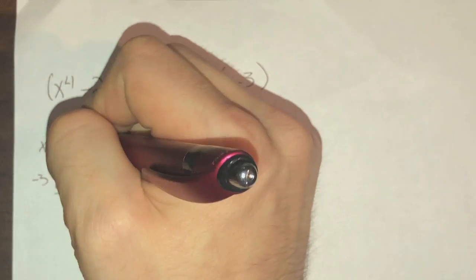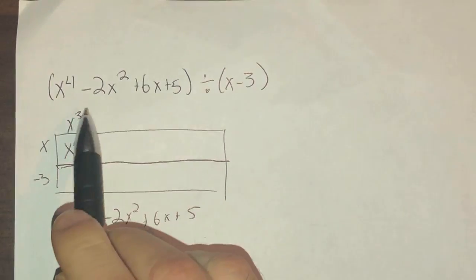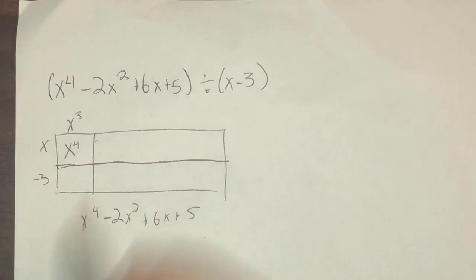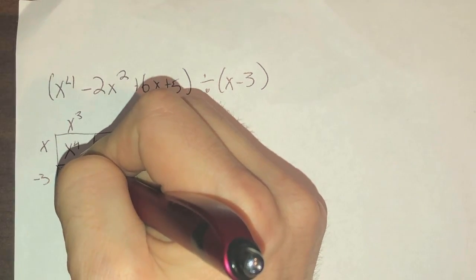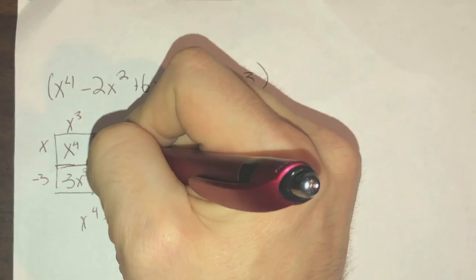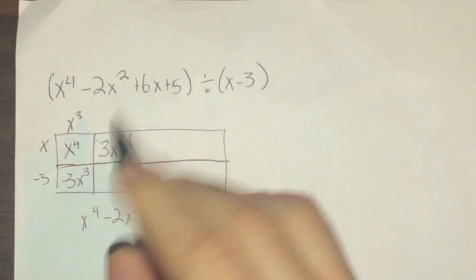So I drop my x to the 4th here. For this to be x to the 4th, I need an x cubed, because x cubed times x equals x to the 4th. Now I do my x cubed times -3, that's -3x cubed. And in my final answer, I have no x cubed, and this was the throw off for some people, so this has to be a 3x cubed, so they cancel.